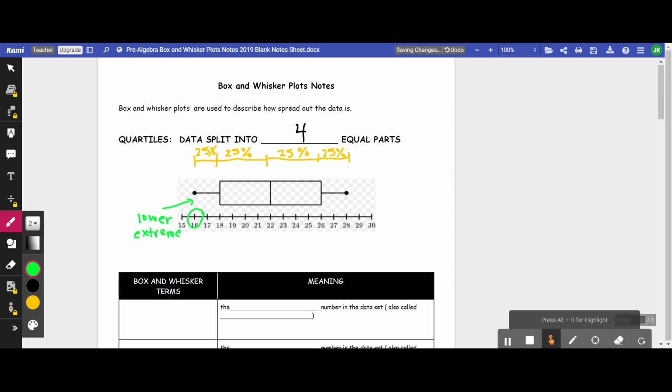And then the next important part in your box plot is where the box starts, which will be this line here. This is called your lower quartile. That'll be your median for the lower half of your data. If you look at your number line, this is at 18 for your lower quartile. And then remember the line on the inside of the box, that's your median. This will be at 22 for the median here.